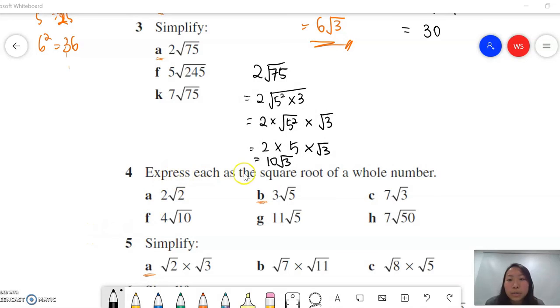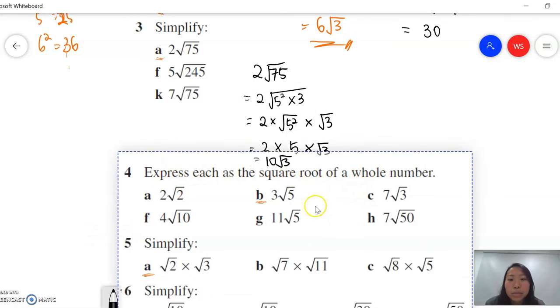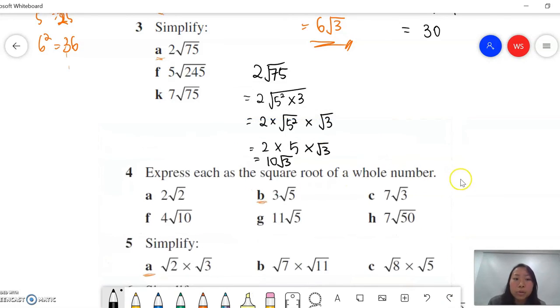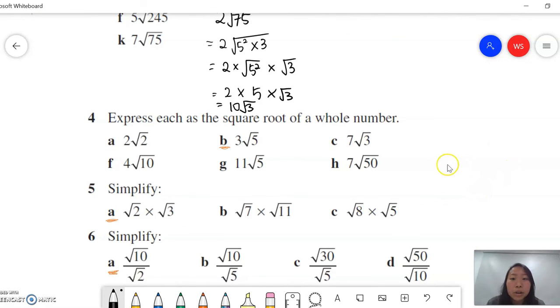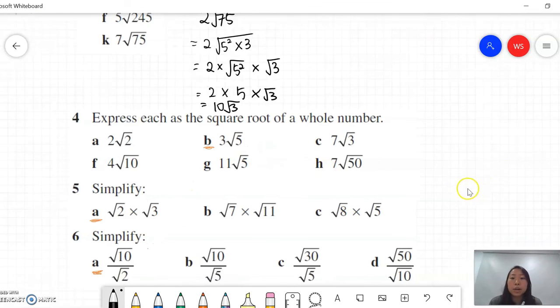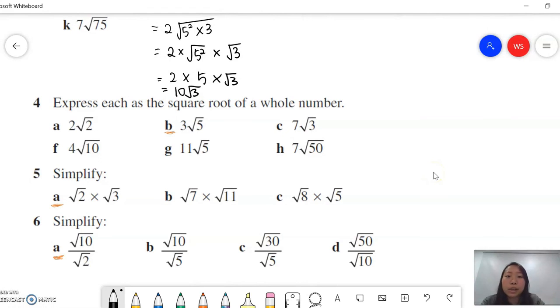Question 4. Express each as the square root of a whole number. So instead of having the whole number on the outside, we are now popping the whole number on the inside. This allows us to recall our knowledge on the reverse process of that. As we set up our expression over there, 3 square root of 5, right? 3 times square root of 5 there.